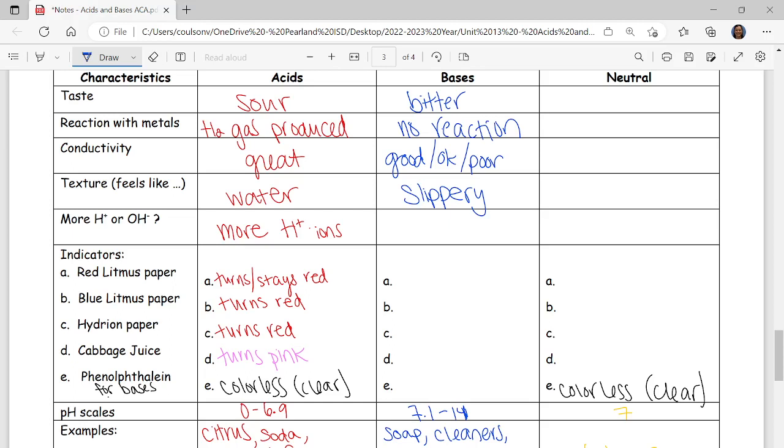And do bases have more hydrogen or hydroxide ions, do you think? Hydroxide, good.